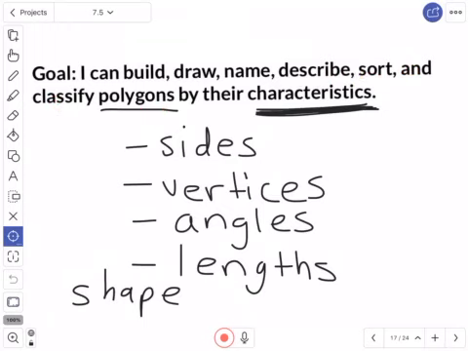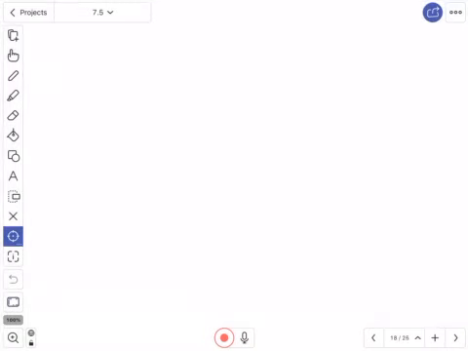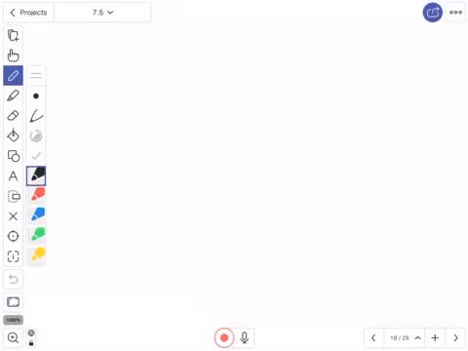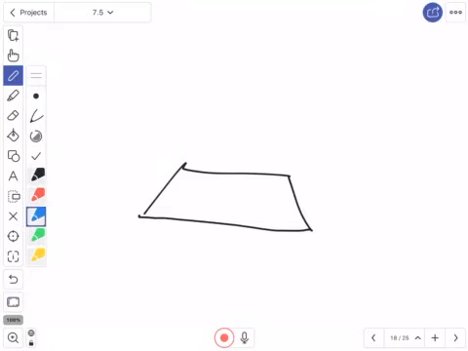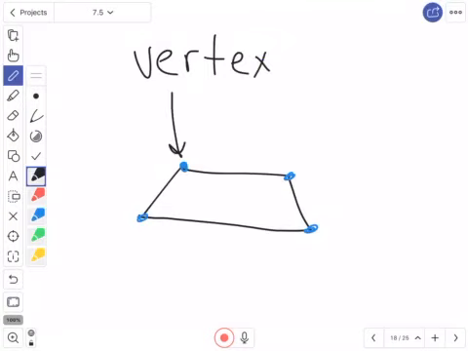Remember, polygon, that prefix poly just means many, so basically a many-sided shape classified by their characteristics. And the word characteristics really stands for sides, vertices, angles, lengths. I just want to show you some of those terms again. If I was going to do a many-sided shape like a trapezoid, I'm going to start with a vertex. A vertex is just one corner. If I have multiple, meaning two or more, those are vertices.